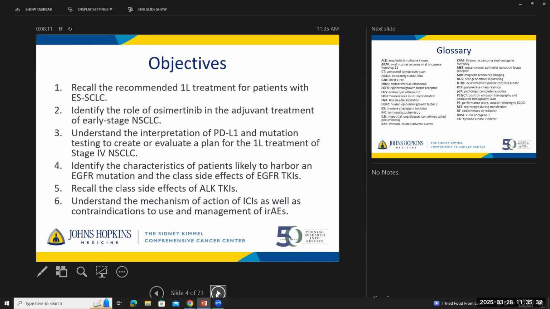Recall the class side effects of ALK tyrosine kinase inhibitors, and then understand how immune checkpoint inhibitors work, as well as contraindications to use and how to manage some of the immune-related adverse events.